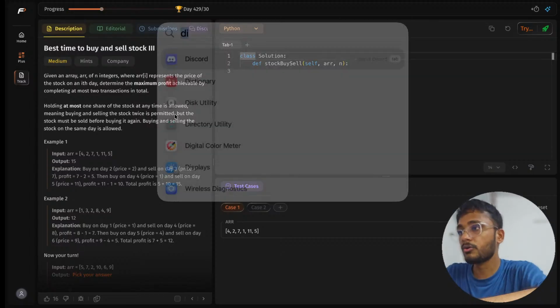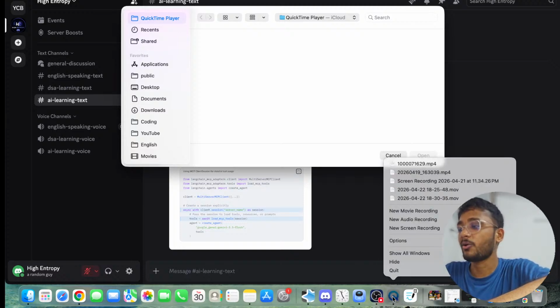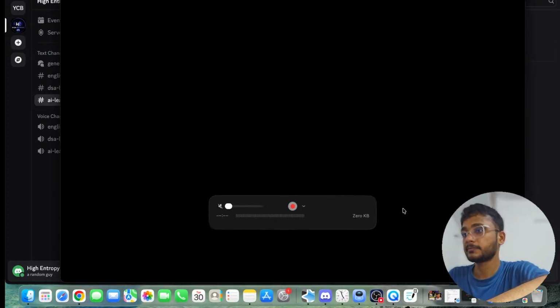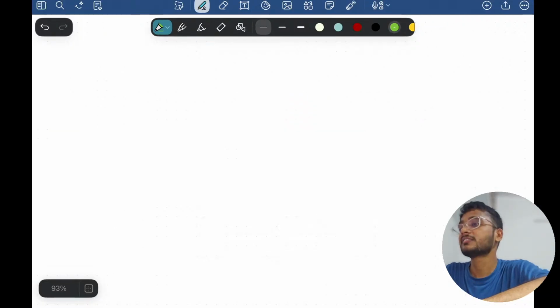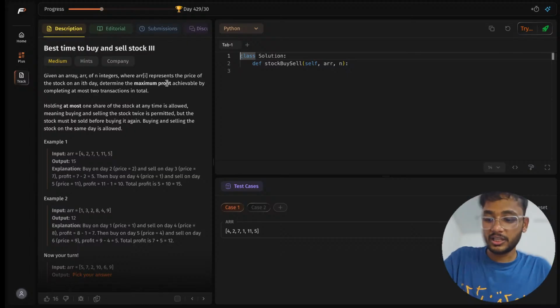So let me note down quickly in QuickTime Player. Actually, I always forget to open it. I hope it will open without any trouble. Oh, thanks, it opened. So let me note down first, then I'll tell you.